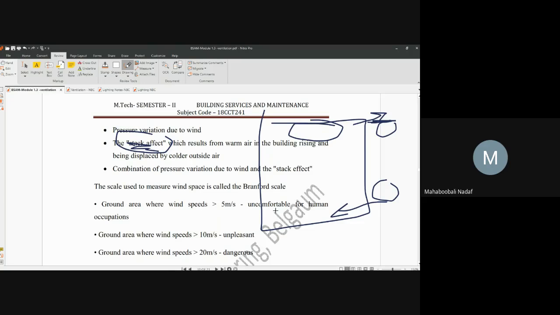But at the bottom of that room, the temperature is less, so it creates a negative type of pressure, so that the outer cool air is also getting inside. This effect we call the stack effect. Is that okay?